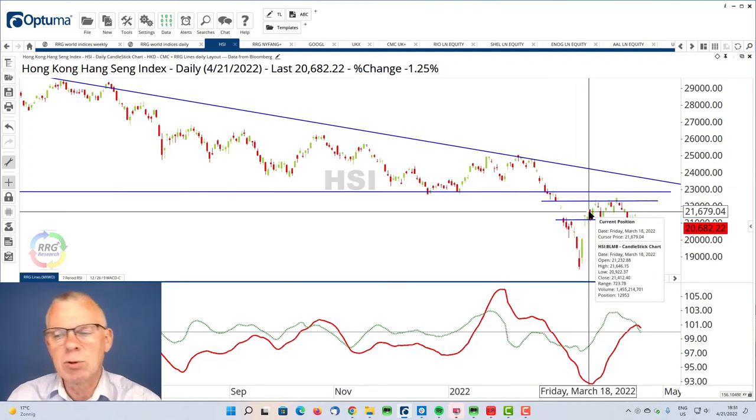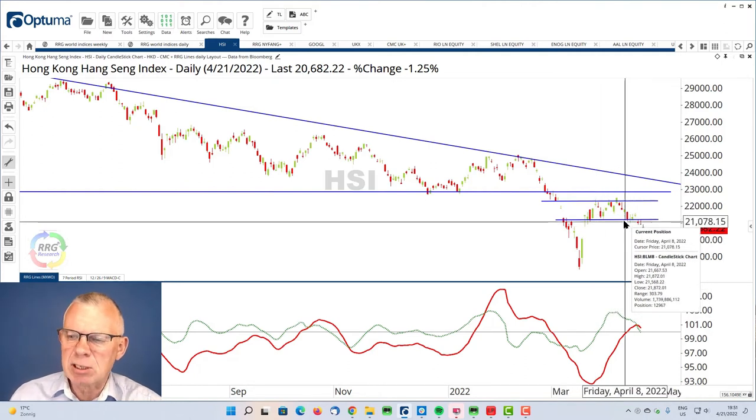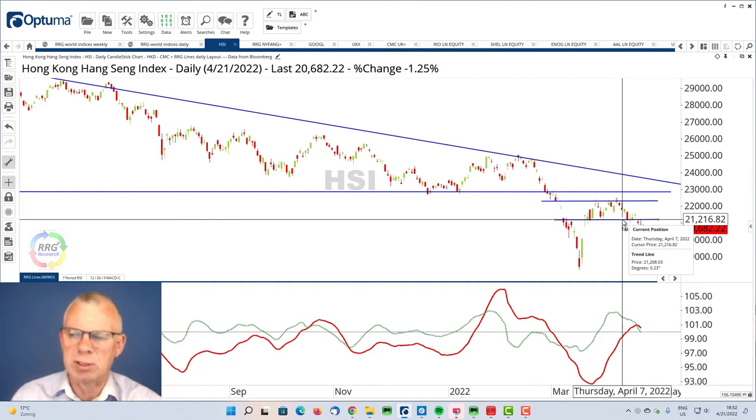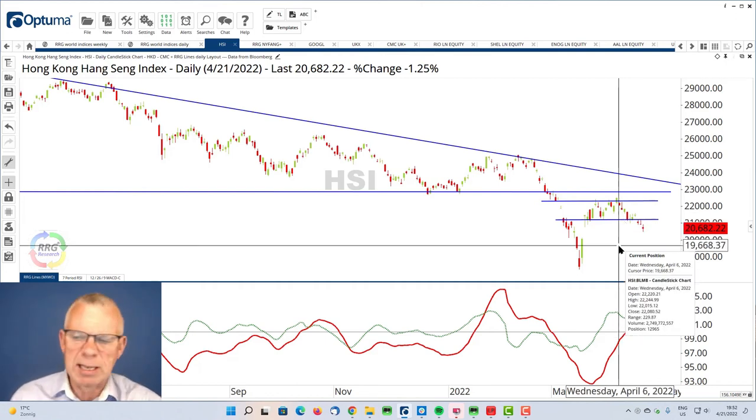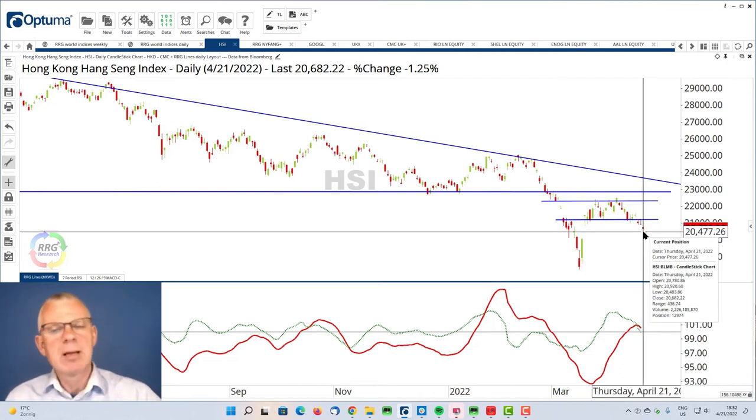Then we started to move in a sort of sideways range. And then 3 days ago, we broke out of that range below the 21,200 level. And you can see that it's now starting to pick up downward momentum.